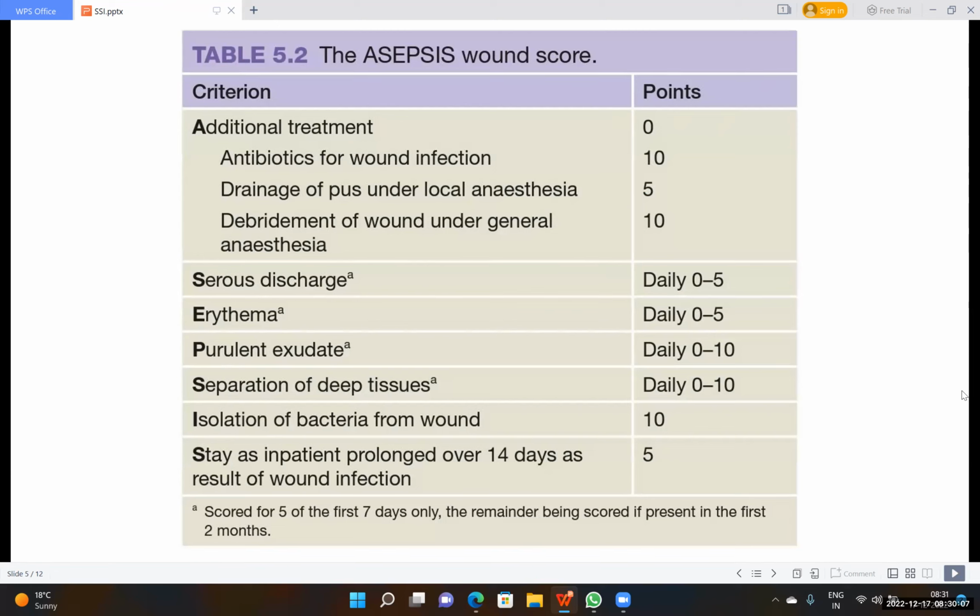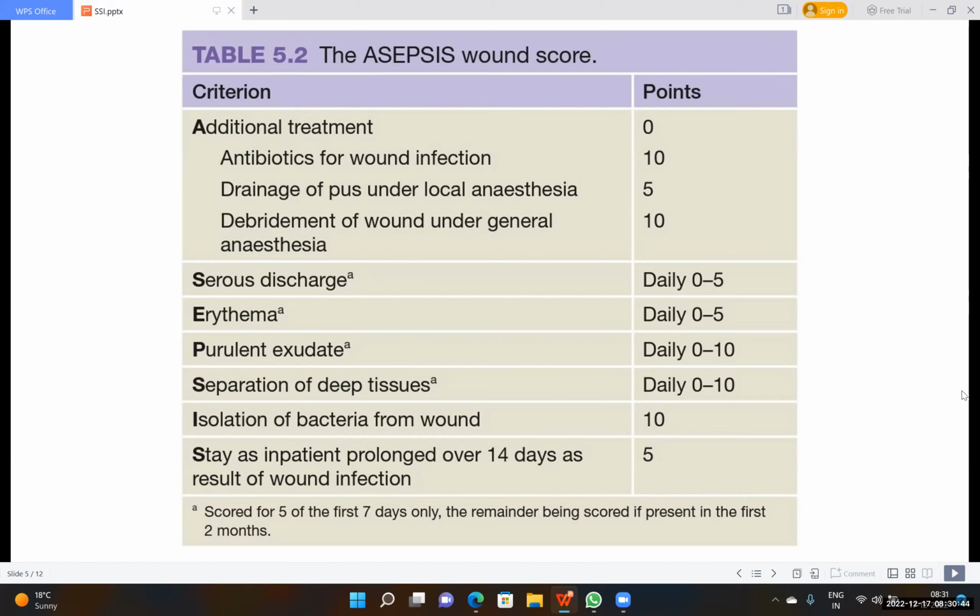There are 7 criteria. If we have given any additional treatment, like antibiotics for wound infection, or debridement of the wound infection under local or general anesthesia: for antibiotics we give 10 points. If we are debriding under local anesthesia, it's 5 points, and under general anesthesia, 10 points. Now, if there is serous discharge, for every day we add 0 to 5 points, and for purulent exudate we add up to 10 per day.